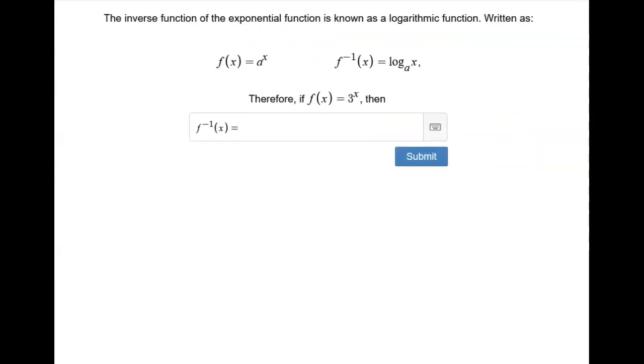Okay, so if we were going to write the inverse of this function, you can see here, this is my base, this is my exponent, base, exponent. We're going to write this as log base 3 of x.